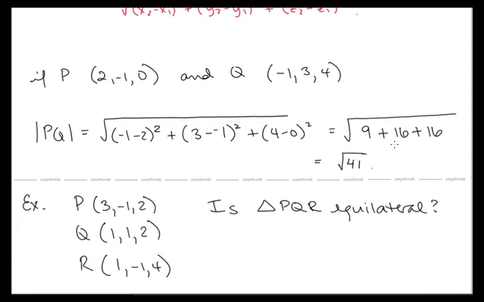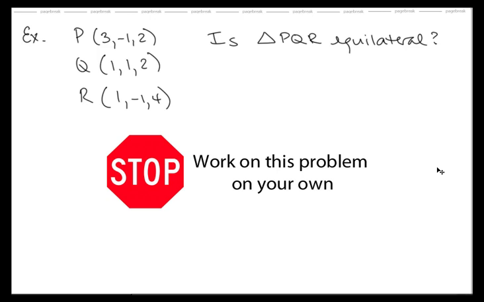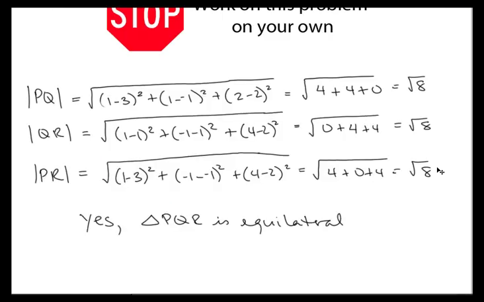Now let's take a look at an example. If we're given P as (3, negative 1, 2), Q as (1, 1, 2), and R as (1, negative 1, 4), is triangle PQR equilateral? How we're going to solve this, we're going to have to see if lengths PQ, QR, and PR are all equal. Now please pause the video to work on this problem. By computing the distances PQ, QR, and PR, we see that they're all equal to radical 8, or 2 radical 2, and yes, triangle PQR is equilateral.